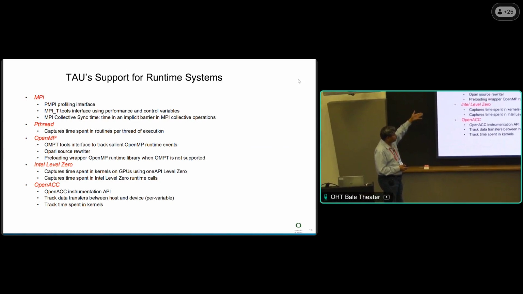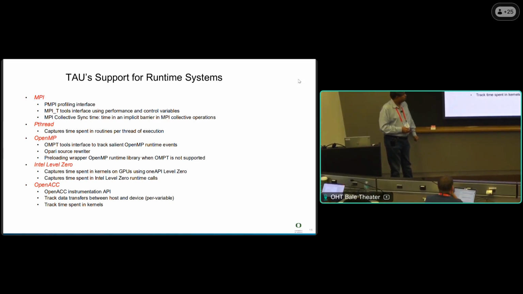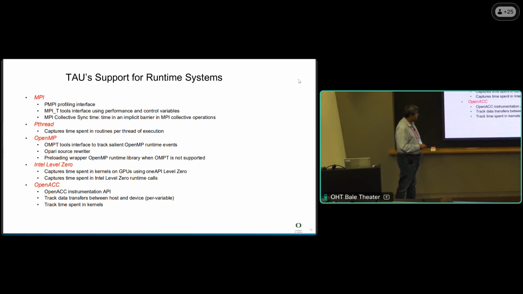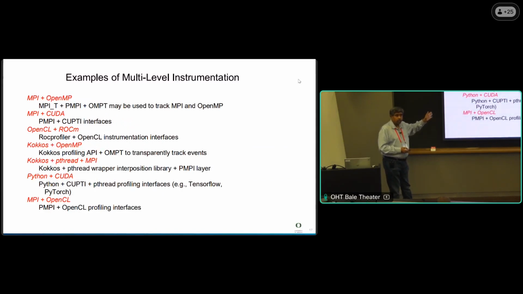pthread, OpenMP, where the OpenMP tools interface is supported, Intel Level Zero, DPC++ SYCL support, OpenACC instrumentation. We have support for OpenCL, CUDA, ROCm, Kokkos, Python, and the best part is you can mix and match these runtimes. So if your application is using MPI with CUDA, you can configure TAU with support for CUDA, and it will use the CUDA profiling tools interface along with the MPI profiling interface and show you the full breakdown of runtime with no change to your application.